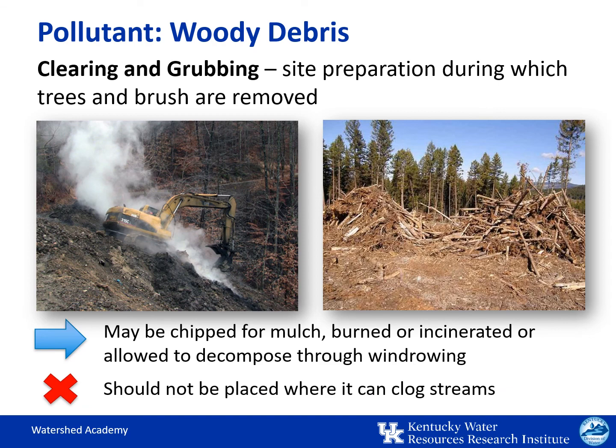Woody debris results from site preparation before mining occurs. Clearing and grubbing refers to the removal of trees and brush from the land surface to allow equipment to access the coal layers beneath the ground. The resulting debris is typically chipped for mulch, burned or incinerated, or may be stacked in windrows to be composted, as shown in the photo on the right. It should not be placed in stream beds where it will likely alter water flow and quality.